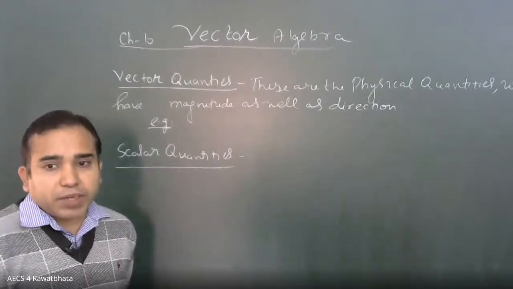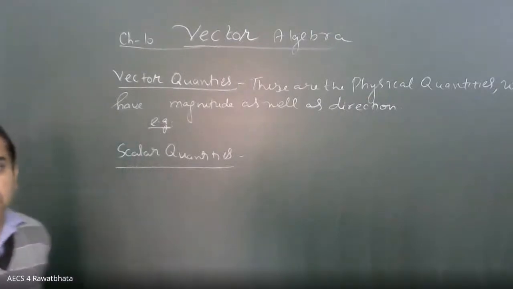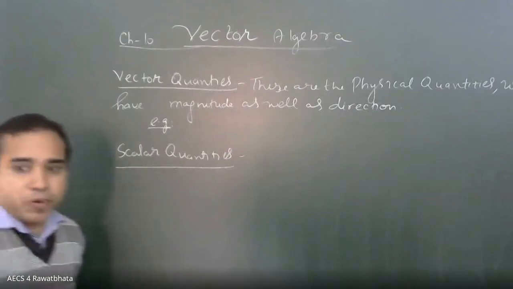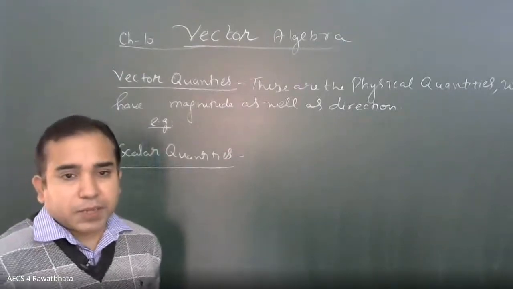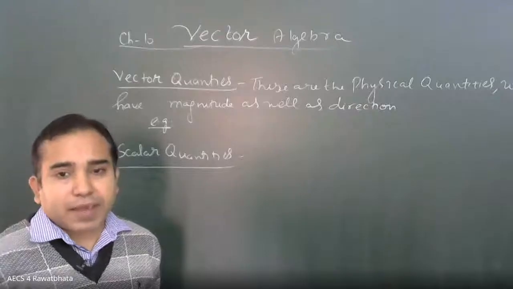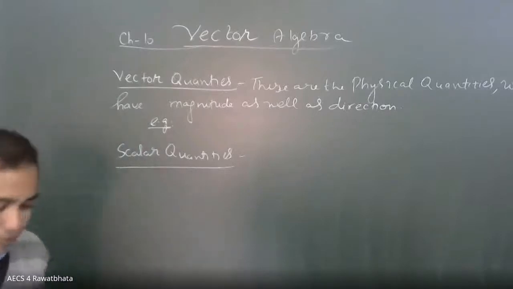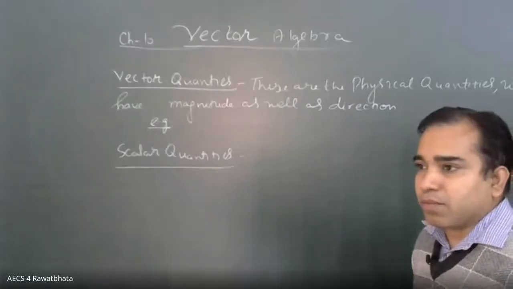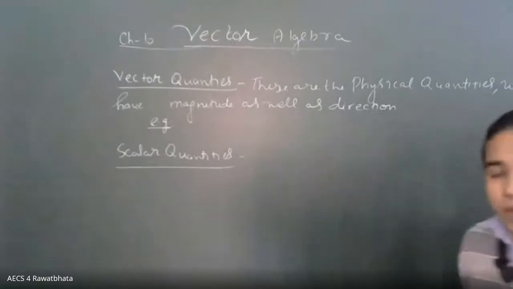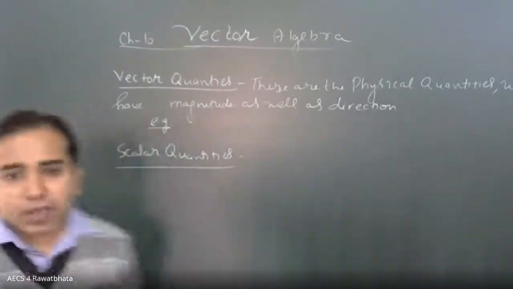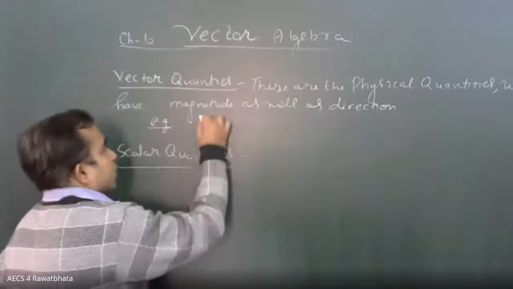Neha, what are vector quantities? No response. Khushmeena, what are vector quantities? Sir, which show magnitude and direction. Yes, like? Sir, it means 30-degree north. It means 30-degree north, 40 kilometer, like that. Yes, like that.